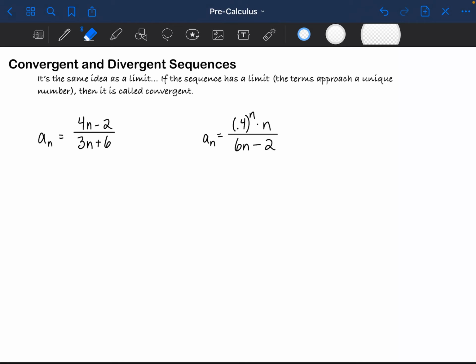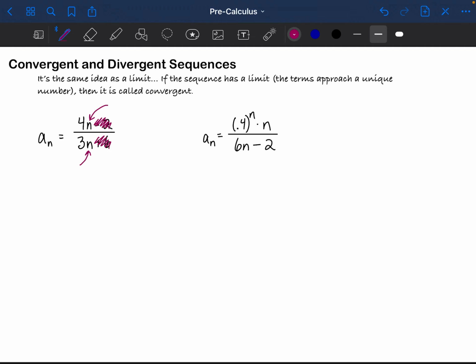So first things first here, let's look at this one on the left. And we look at n and we think about, okay, what happens if I plug in a super big number? Like I'm talking a billion. Well, I'd have 4 billion minus 2, which is still super close to 4 billion. And then in the denominator, I would have 3 billion plus 6. That's still super close to 3 billion. So as n gets really, really big, right, there's still an infinite amount of numbers that are bigger than a billion. Well, this minus 2 and this plus 6 become obsolete.